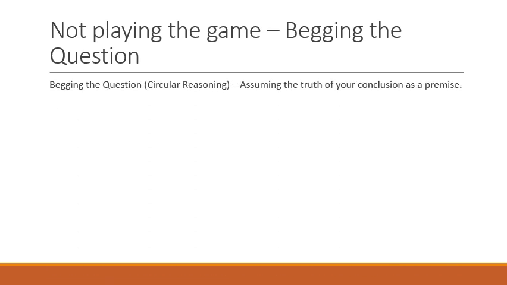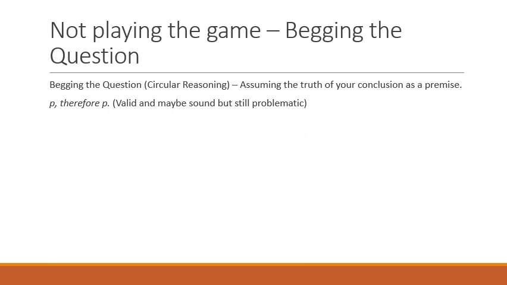All right, so this brings us to the last of the fallacies. This is the begging the question fallacy, or not playing the game. Begging the question is a version of what we call circular reasoning. And it's a fallacy because you assume the truth of your conclusion as a premise. So it's essentially arguing like this: P, therefore P.